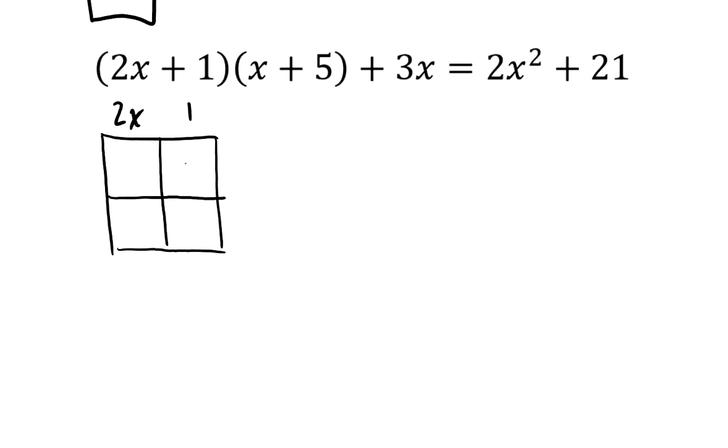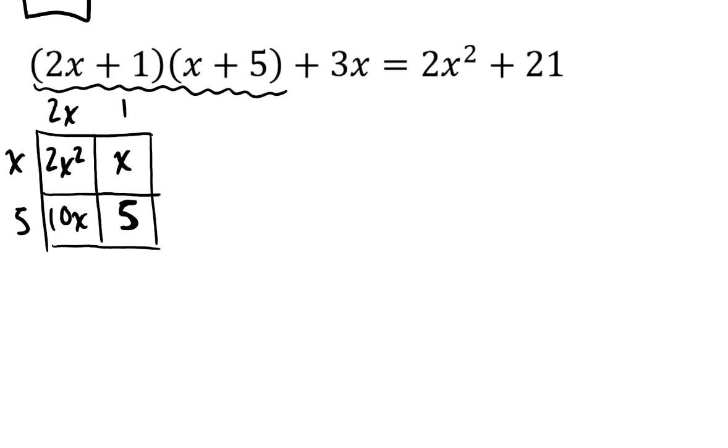So across the top, I've got a 2x plus 5, and then I've got this x plus 5. The parts here are this is a 2x, this is squared, and this is a single x. That's 1 times x is x. 2x times 5 is 10x, and 1 times 5 is just the number 5. So that is equivalent to all of this.